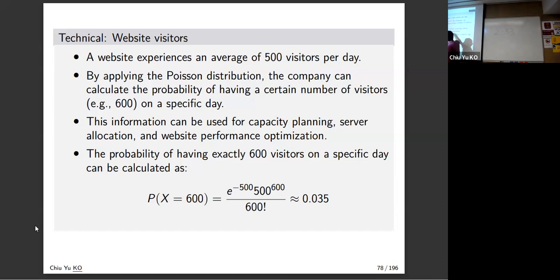Because lambda is 500, x is 600, this is the calculation. You can just vary it, and calculate 600 or more. That's the idea. This is already on the Blackboard, so you can just download the new one. I just added the new examples, okay?